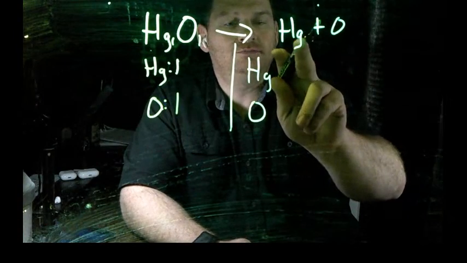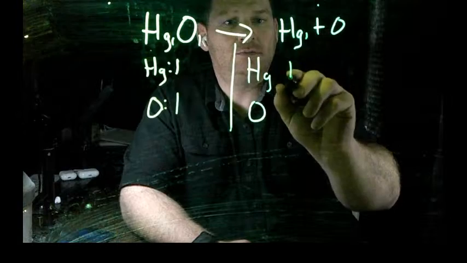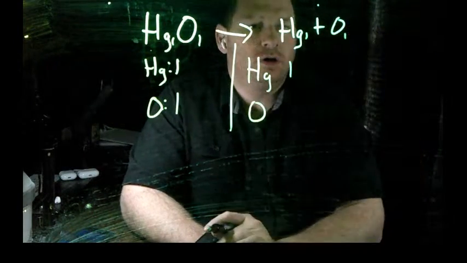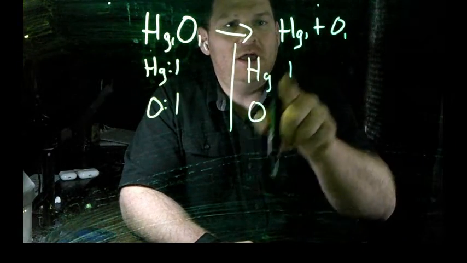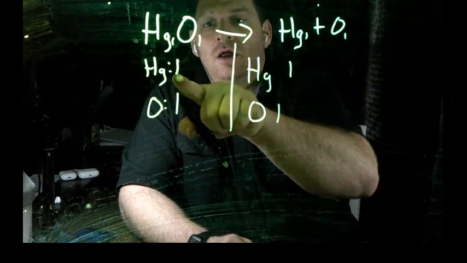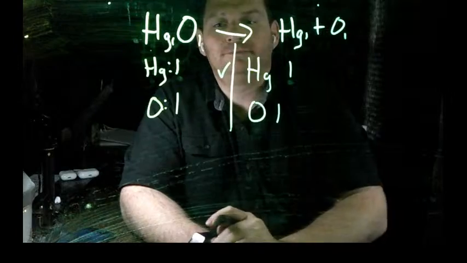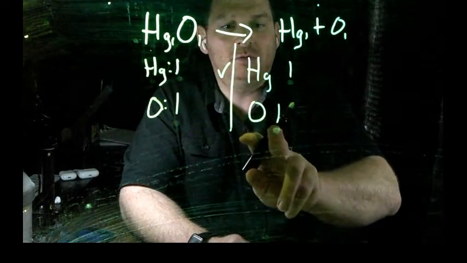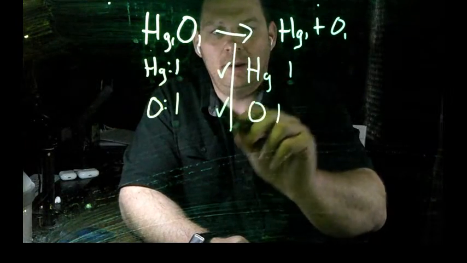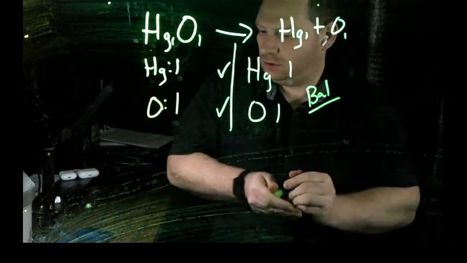So we have Hg again. We don't have a number, so the imaginary 1 will do. Let's put it down. Same thing for oxygen. Don't have a number there, let's put 1 there also. This will also be a 1. So this one's pretty simple. Let's see here. Does 1 equal 1? It does. That one's good. Does 1 equal 1? It does. That's also good. So this one will be balanced. All right, let's try another one.